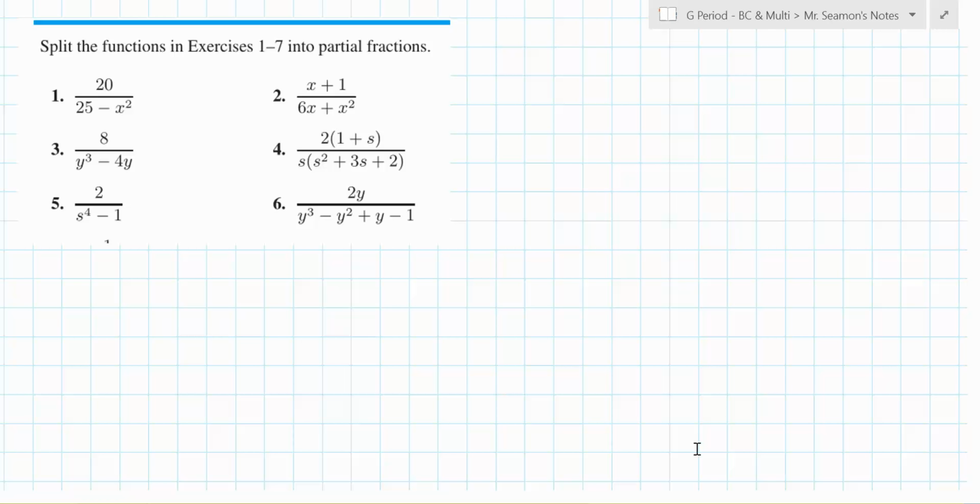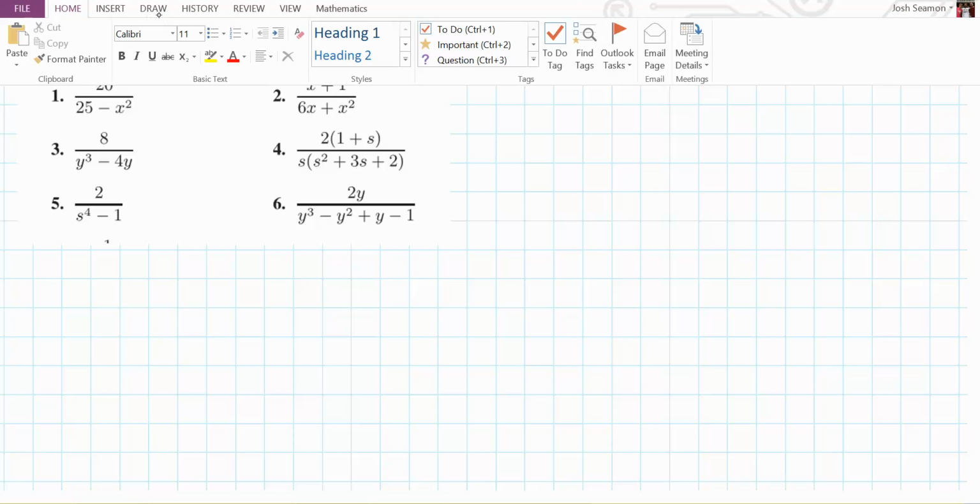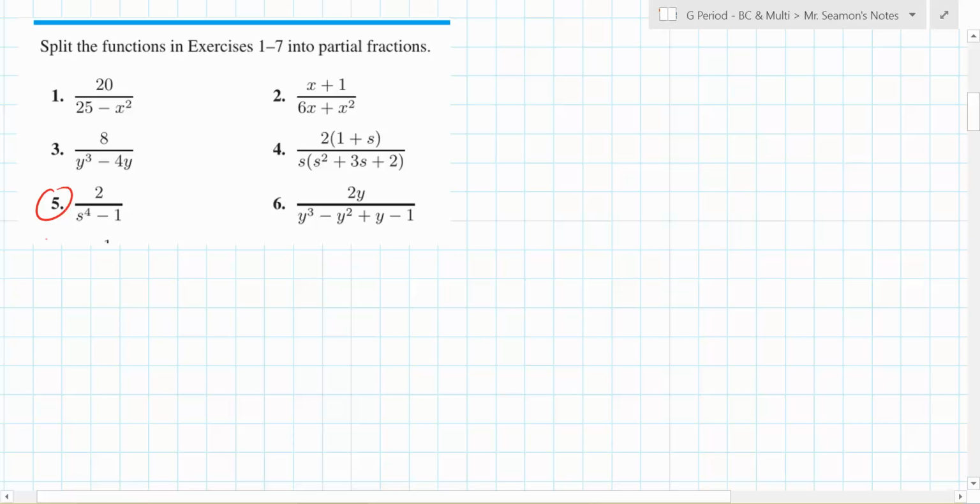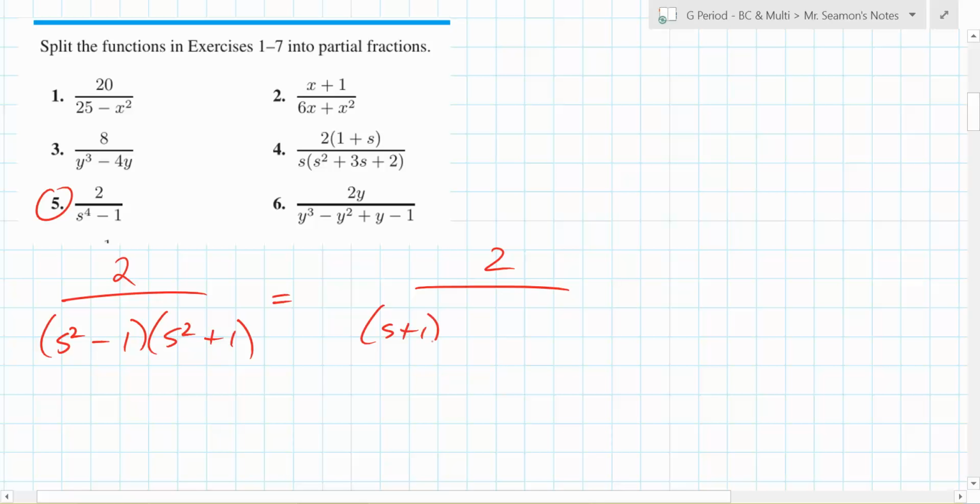What do you see on number 5 right here? What is that? It's the difference of something. Yeah, so that's going to be 2 over s squared minus 1 times s squared plus 1. So when you factor this, it's going to end up being s plus 1 times s minus 1 times what? S squared plus 1, exactly.